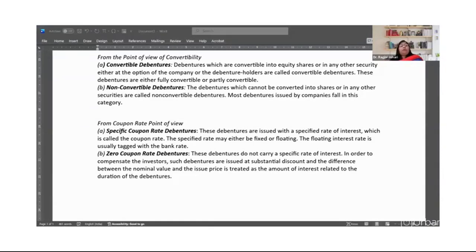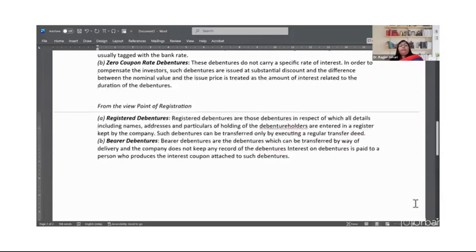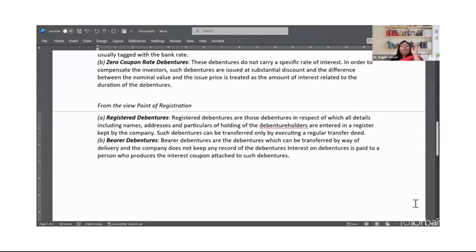Then the last type is from the point of view of registration. Under this, we again have two types: registered debentures and bearer debentures. Registered debentures are those in respect of which all details regarding the debenture holders' particulars are entered in the register kept by the company. Bearer debentures do not have any such mention in the register of the company. Registered debentures can be transferred only by executing a regular transfer deed, that is, every time the transfer takes place, it happens through the company's register only. Whereas in the case of bearer debentures, no such formality is required.